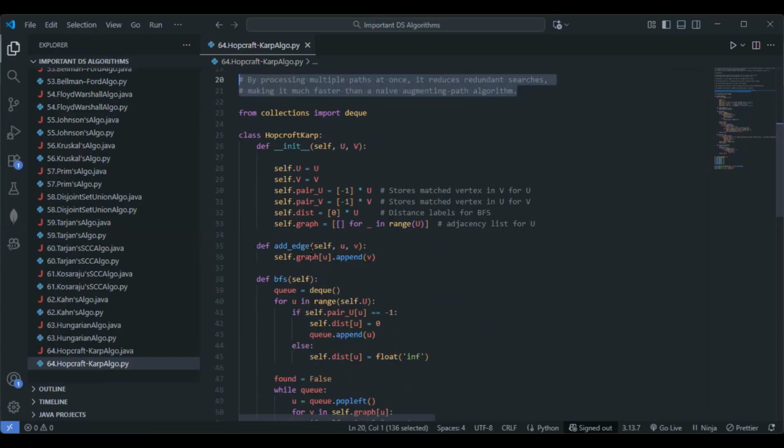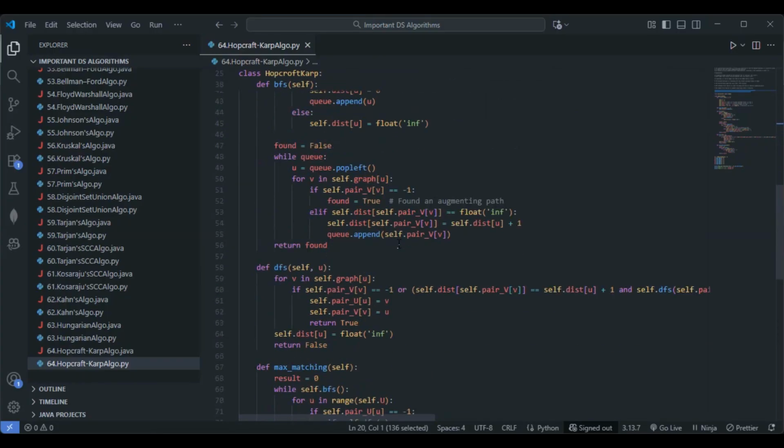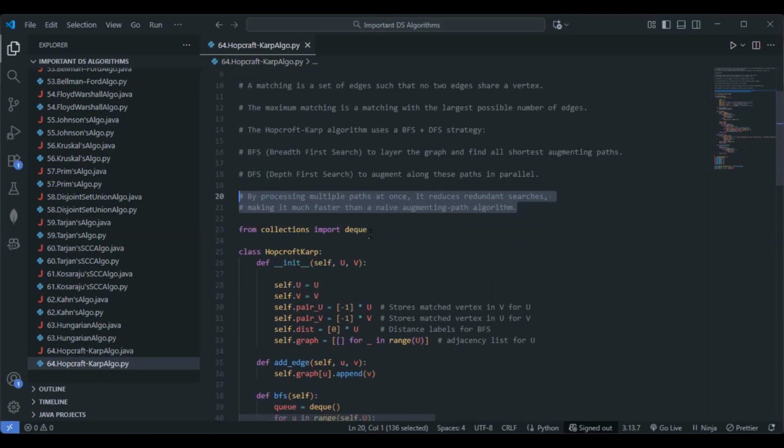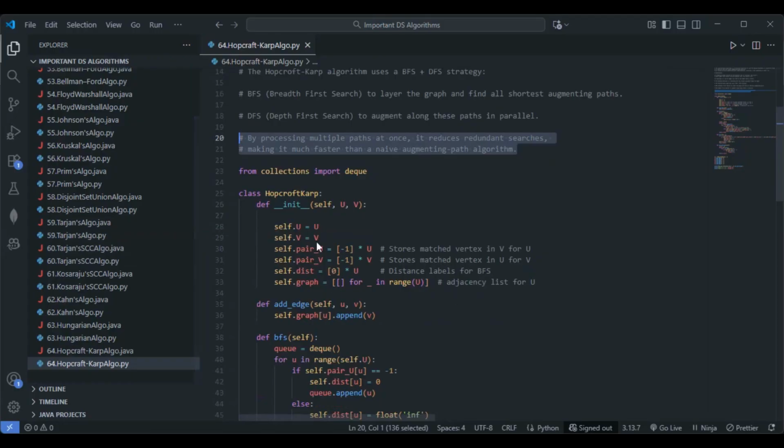For this one, I have already written the code; I practiced this one, so I didn't want to type it out. So this is fine. Now let me explain this algorithm.